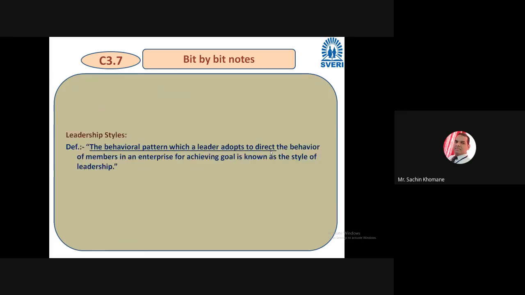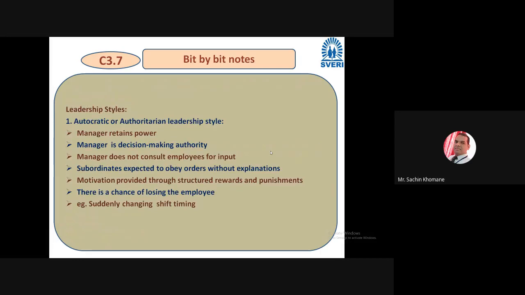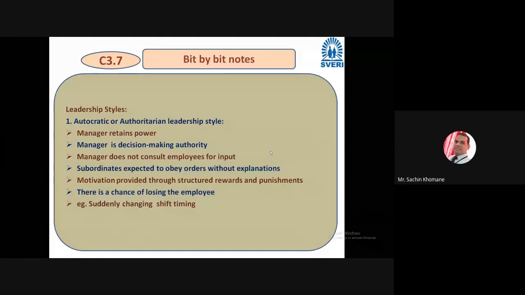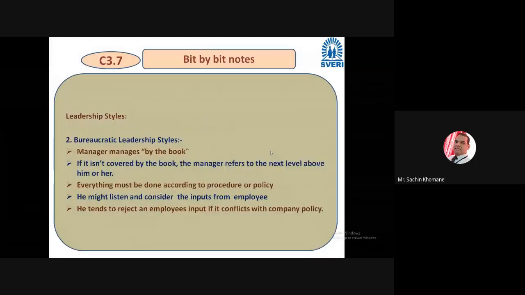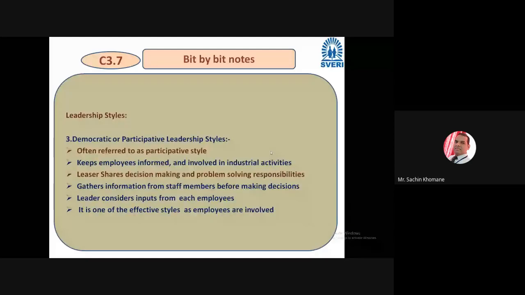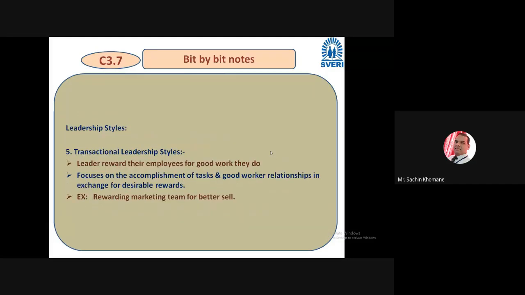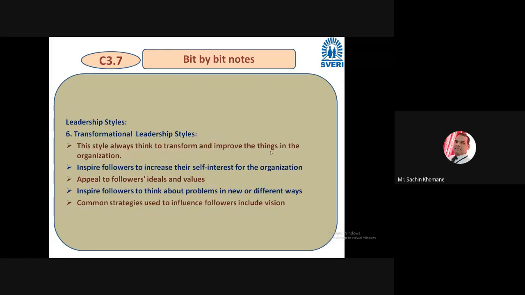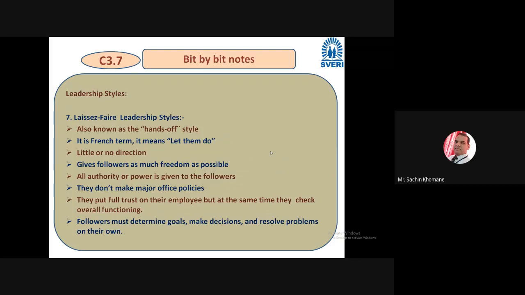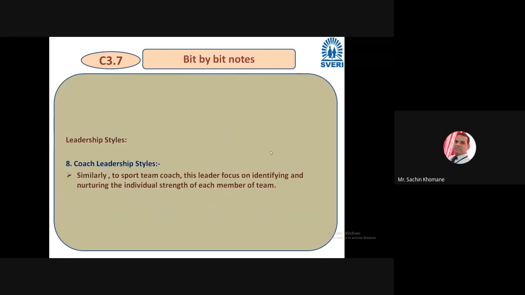Then we have seen the leadership styles, right? Everybody has different styles. We have understood with the help of so many examples, right? First leadership style is the autocratic or authoritarian leadership style. Then we have seen the bureaucratic leadership style. Then the democratic or participative leadership style. Then the coercive leadership style. Then the transactional leadership style, transformational leadership style, laissez-faire leadership style, and the last one was the coach leadership style.